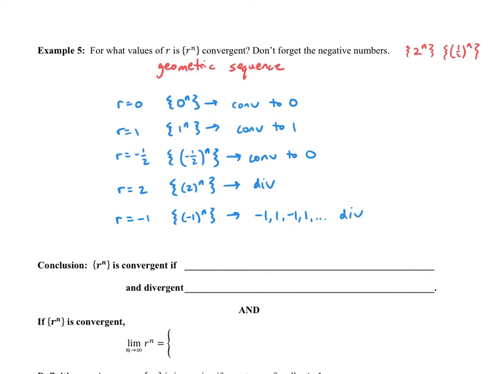So if we were to think through all sorts of different values and continue the process of guessing and checking, we would get an interval from negative 1 to positive 1 for which r to the n is convergent. But we do not include negative 1 because with negative 1, that would be alternating, that would diverge. However, 1 is convergent, and anything in between negative 1 and 1 would be convergent to 0. Divergent would be everything else. So that would be r is less than or equal to negative 1, or r is greater than 1.